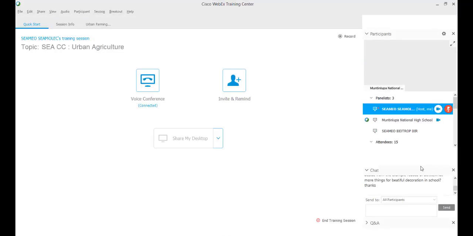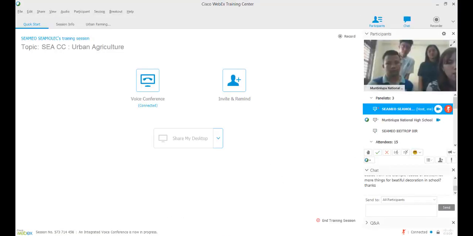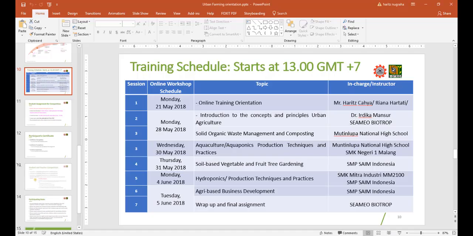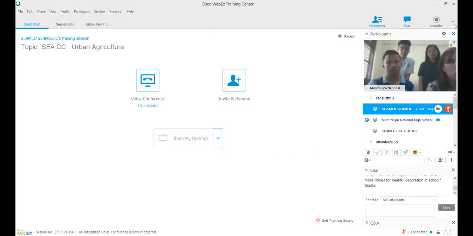You can use cockroaches or worms, and you can also try termites and bugs. Those are the organisms that you can use to have successful composting. So happy composting, everyone.